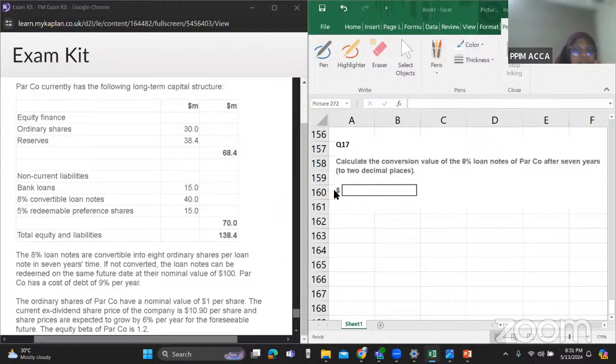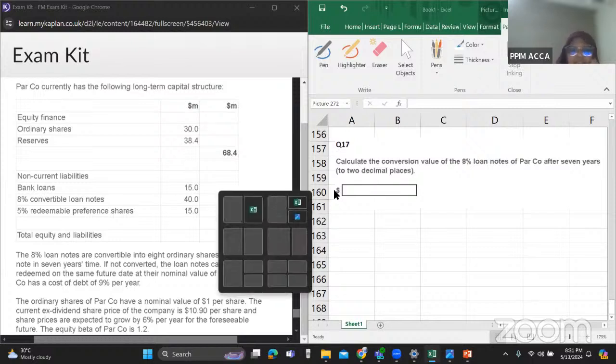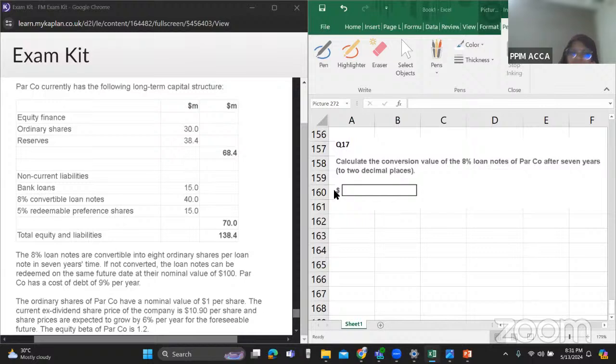Question 17. Yeah. So if they're here, you don't need the formulas yet, because here they're asking you to calculate the conversion value of the 8% loan notes after 7 years. They're saying, suppose we convert those loan notes to ordinary shares, what will be the value of those particular shares, basically? So there is no equation for this. You have to figure out based on what we have.